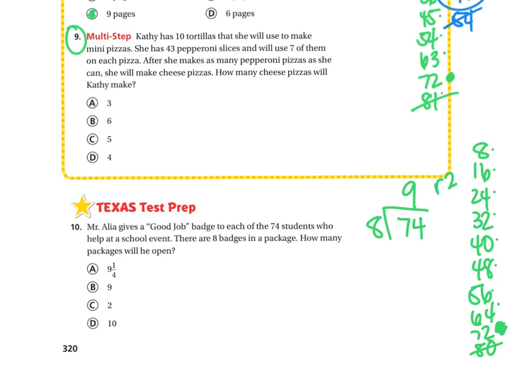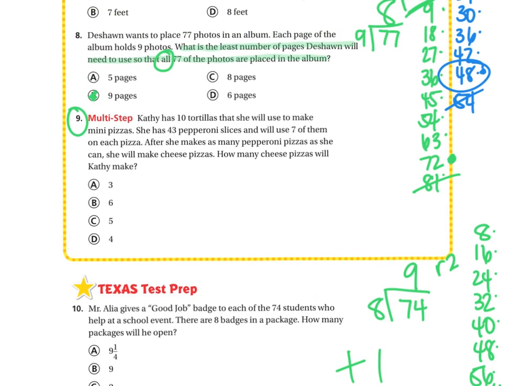So how many packages is he going to have to actually open so that they all get a badge? Well, that's an add 1. He's going to have to open a 10th package because now all the kids could get a badge. He's just going to have some left over, which is fine, but that way everyone's involved and everyone got a badge. All right, back to this one.